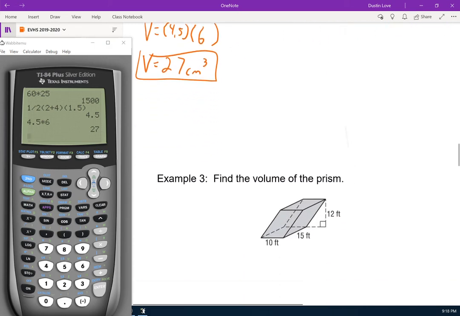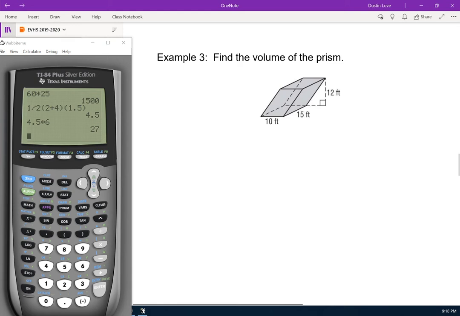All right, moving on to example 3. Now this guy is a little bit crazy at first. This is what we call an oblique prism. That's just a fancy word for saying that it's slanted over, sort of like the Leaning Tower of Pisa, like something's come in and pushed this guy over. Here's the good news about this.